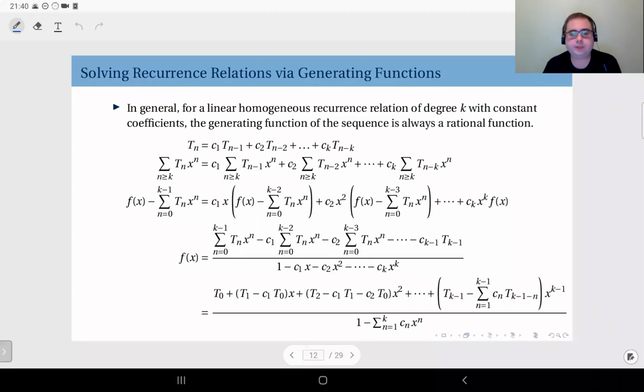What we have seen in the previous example is typical of linear recurrence relations with constant coefficients. I'm referring to the fact that the generating function turned out to be a rational function. And this is not a coincidence because we can prove that for a linear homogeneous recurrence relation of degree k with constant coefficients, the generating function of the sequence is always a rational function.